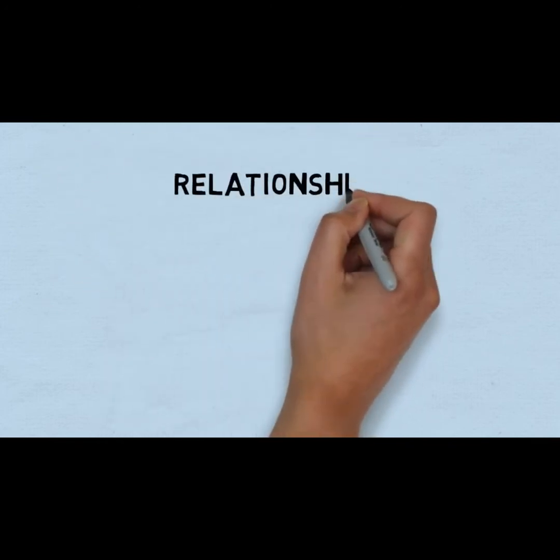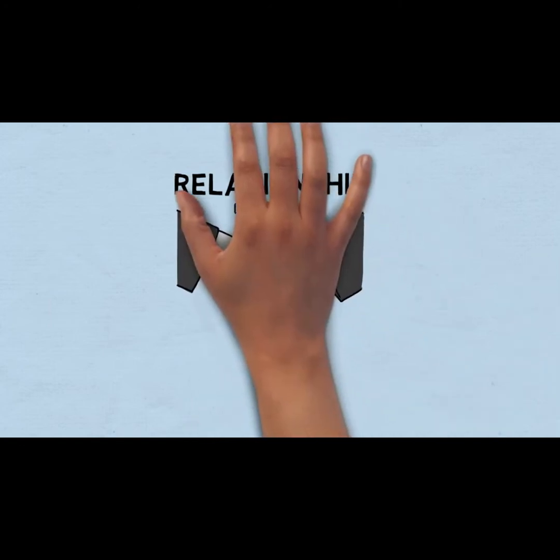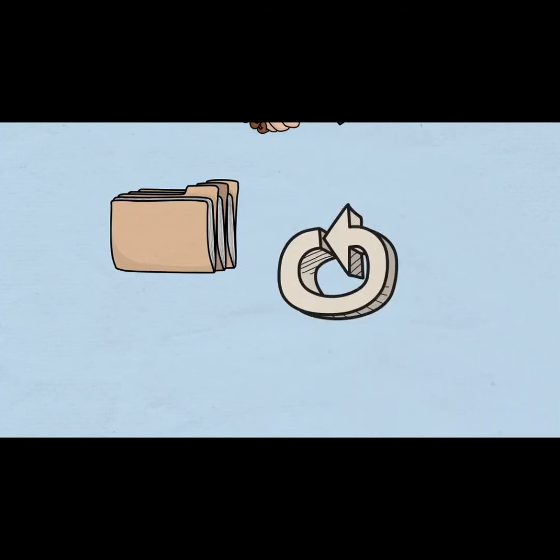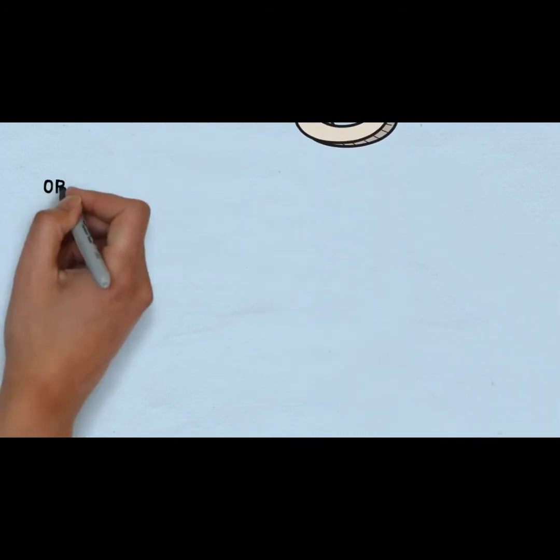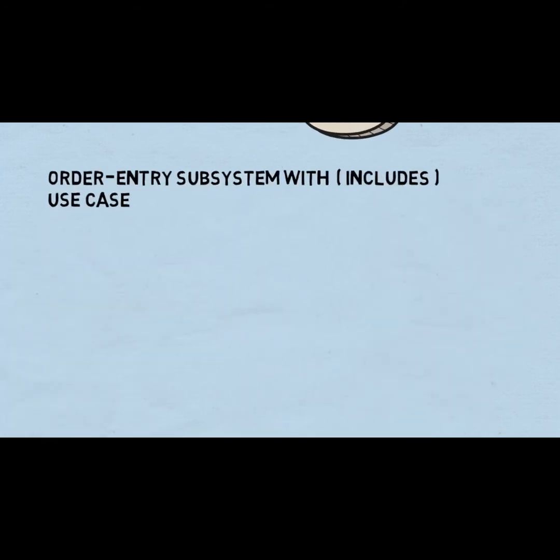Relationship: includes or uses relationship. A use case calling the service of a common subroutine. A common use case can be reused by multiple use cases. Here is an example of the order entry subsystem with include use cases.